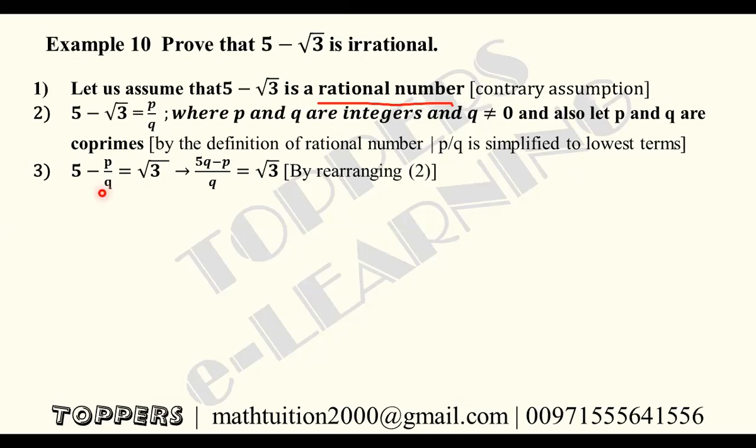We'll take the denominator of 5 as 1. Okay, 5 by 1, and we can take the LCM. See, I will show you by writing. So we'll just consider this as 5 by 1. After that, we are taking the LCM of 1 and q as q.